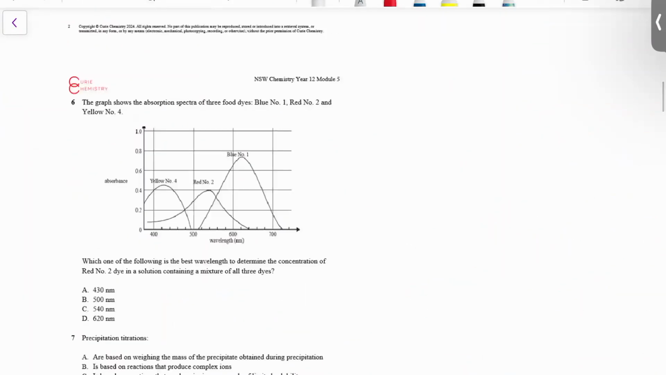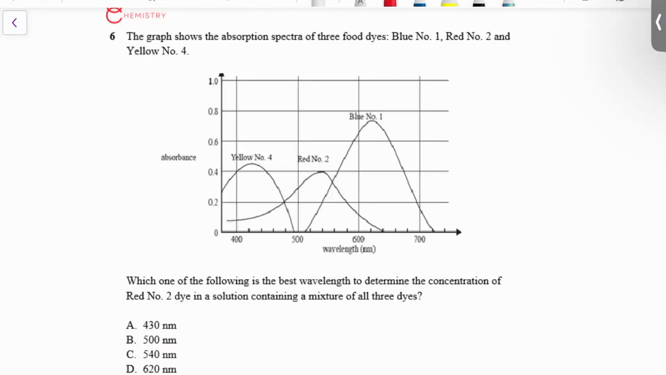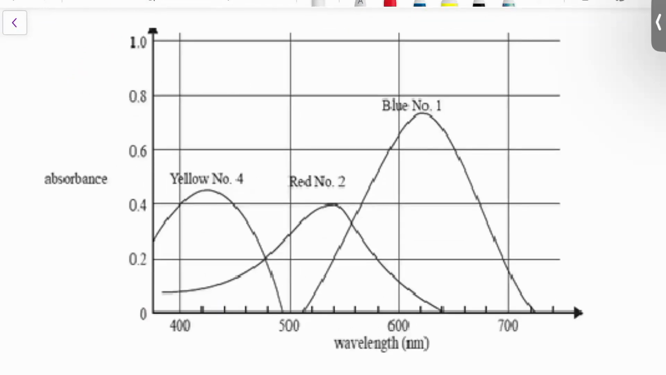All right. Question 6. The graph shows the absorption spectra of 3 food dyes: blue number 1, red number 2, and yellow number 4. Which one of the following is the best wavelength to determine the concentration of red number 2 dye in a solution containing a mixture of all 3? Now, if red number 2 dye was on its own, without the yellow number 4 and the blue number 1, what wavelength would you use?